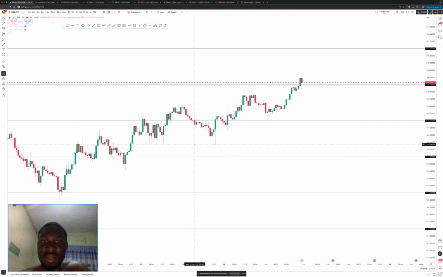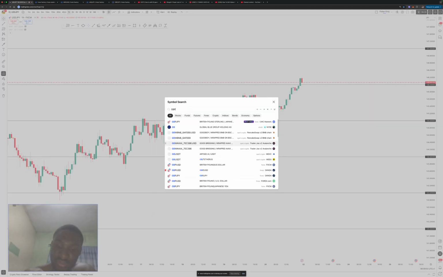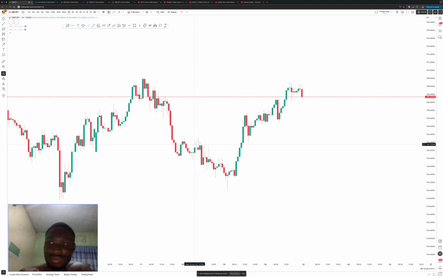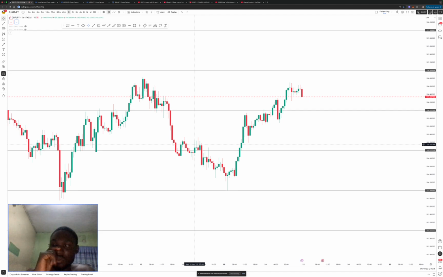I also set a psychological level on GBP JPY, but it isn't here because I didn't put it on this chart. It's on my other screen, my other laptop. So USD JPY, okay, JPY is there. Okay, yes. So that's good.